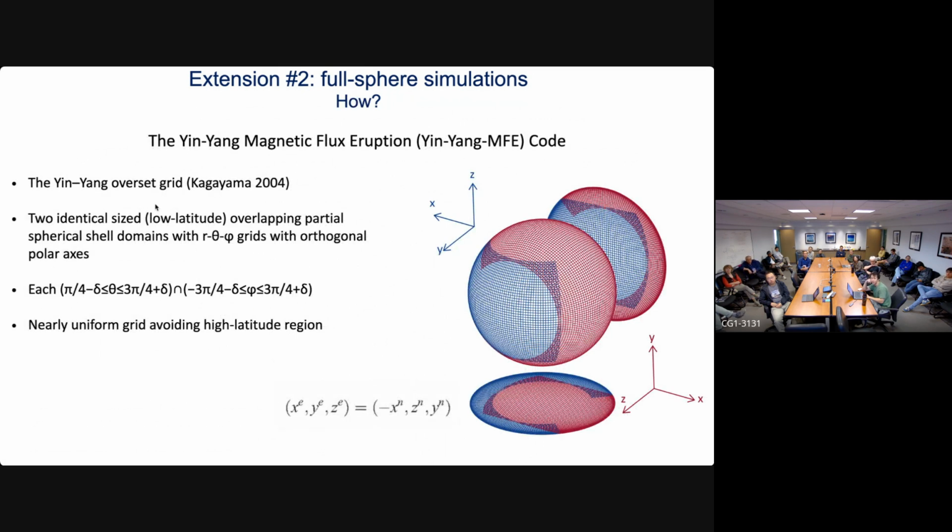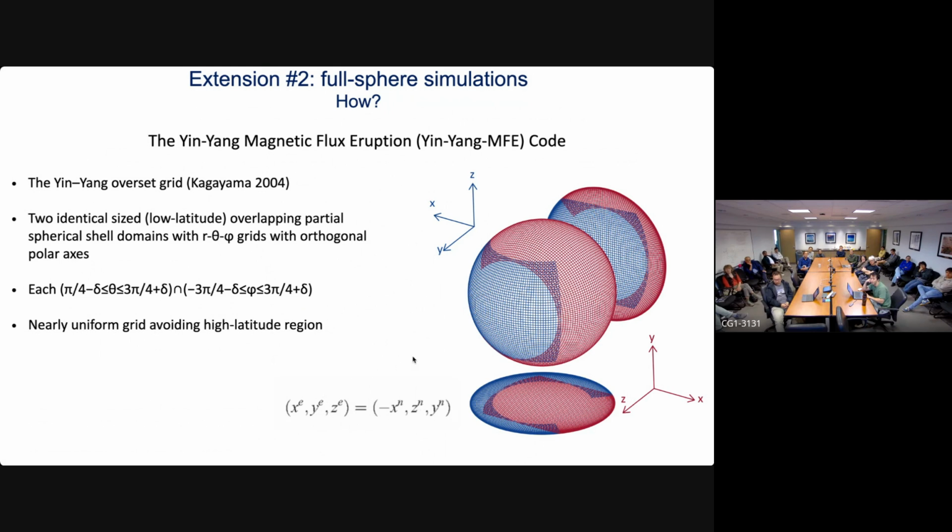So the method we use is to implement the Yin-Yang overset grid proposed by Kageyama. We use two identical-size, low-latitude, overlapping partial spherical shell grids with r, theta, phi coordinates and orthogonal polar axes. The blue one is the Yin grid and the red one is the Yang grid. The x axis of the Yang grid points to the negative x of the Yin grid, the z of the Yang grid points to the y of the Yin grid, and the y of the Yang grid points to the z of the Yin grid.